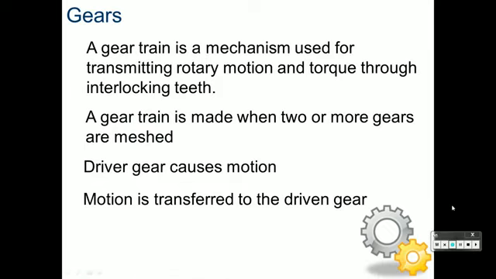It's important to keep in mind that a gear train is a mechanism that's used for transmitting rotary motion, or a twisting motion, spinning motion, and a torque through interlocking teeth. A gear train is made up when you have 2 or more gears that are meshed. The driver causes the motion, and the motion is transferred to the driven gear through other gears or through just the driver gear.